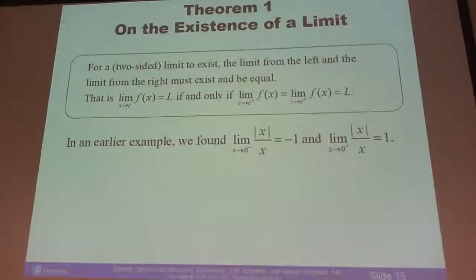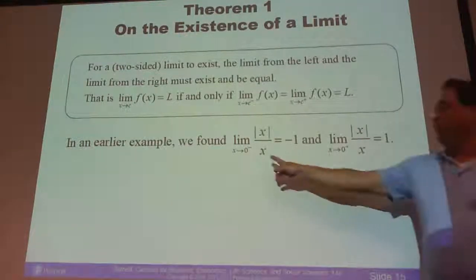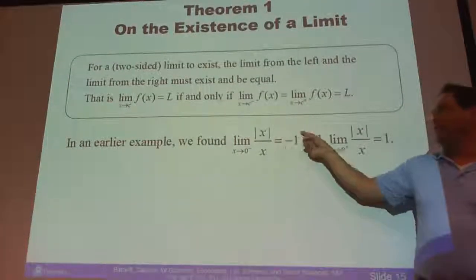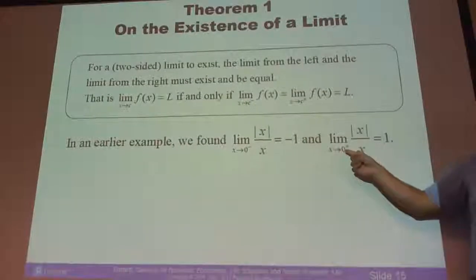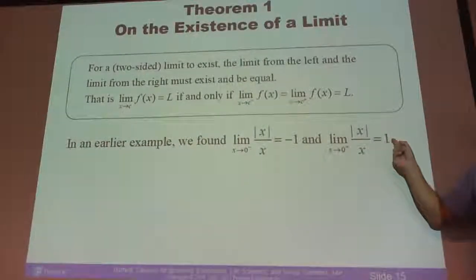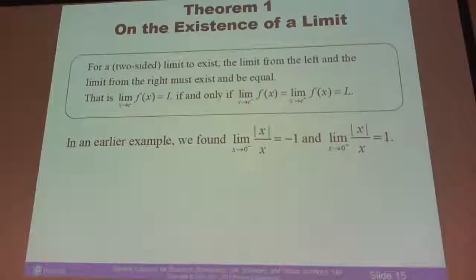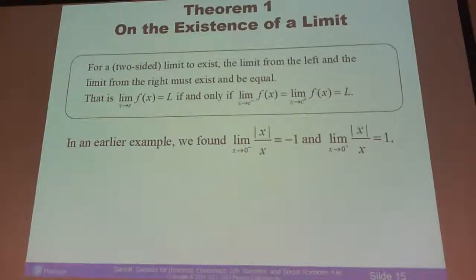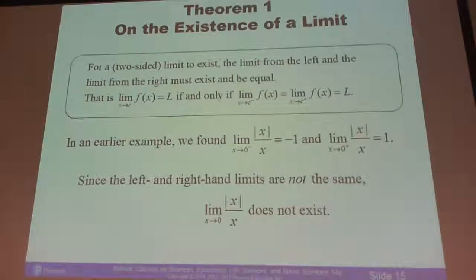Again, notation. If I'm approaching 0 from the left, it approaches -1. If I approach 0 from the right, it approaches +1. They're not the same number. Something's going on at 0. So since the left and right hands are not the same, we say that the limit does not exist. Something's going on, and we know it's undefined.